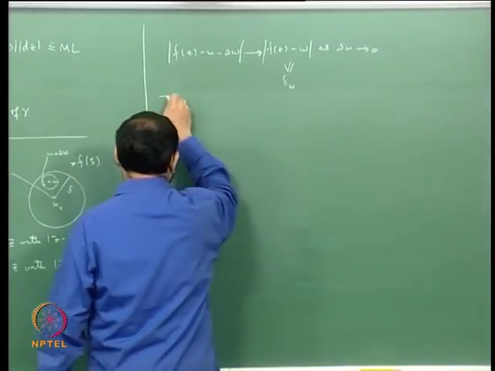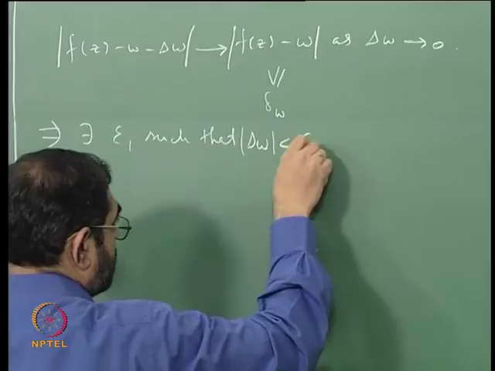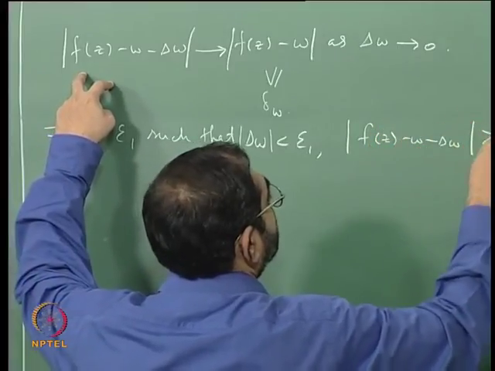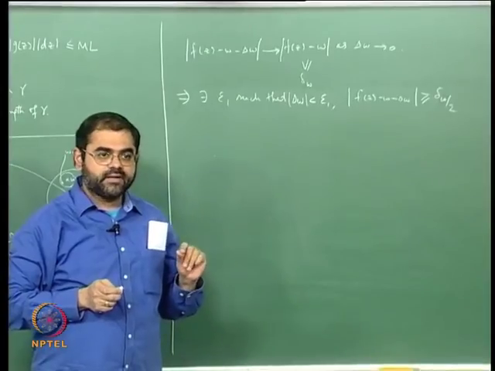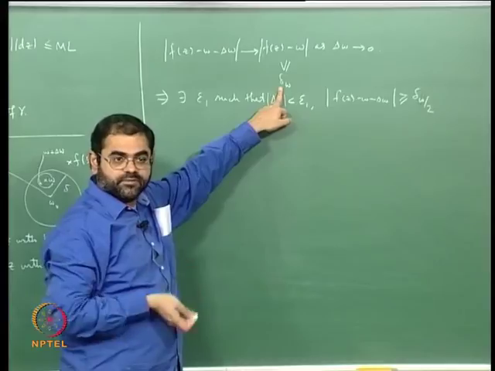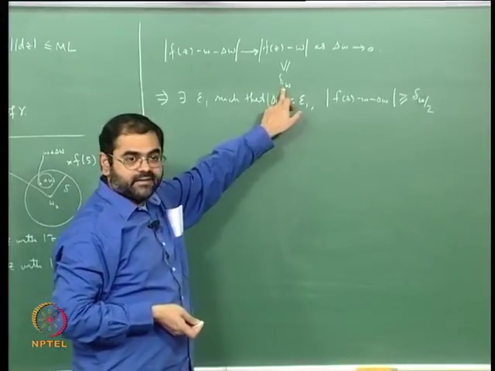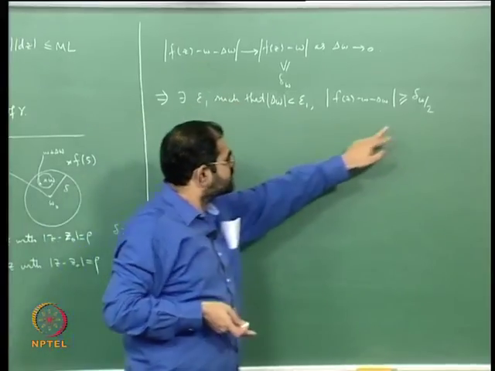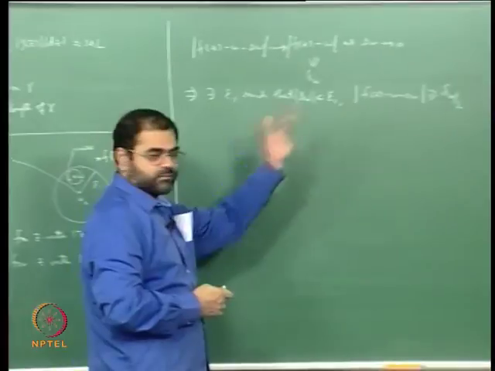So there exists ε1 such that if you make |Δw| less than ε1, then you can make |f(z − w − Δw)| greater than or equal to δ/2. After all, there is a quantity which is going to a quantity greater than or equal to δ, so at some point it has to be greater than half that value. In the limit this quantity is greater than or equal to δ, so at some point it has to exceed half of δ. You could have chosen any fraction; I have chosen 2 just for fun.